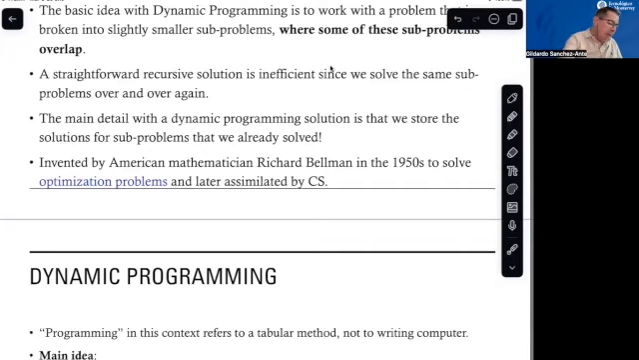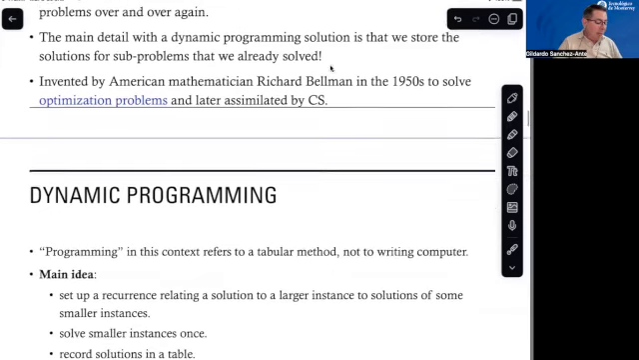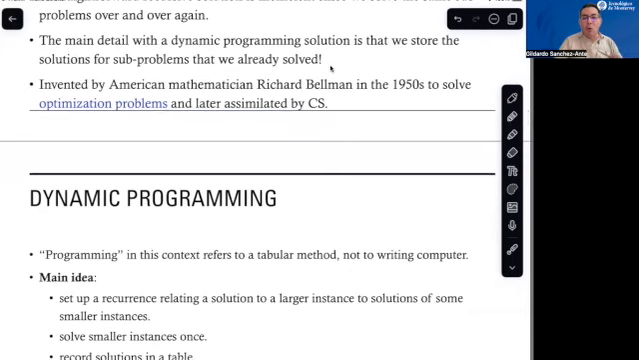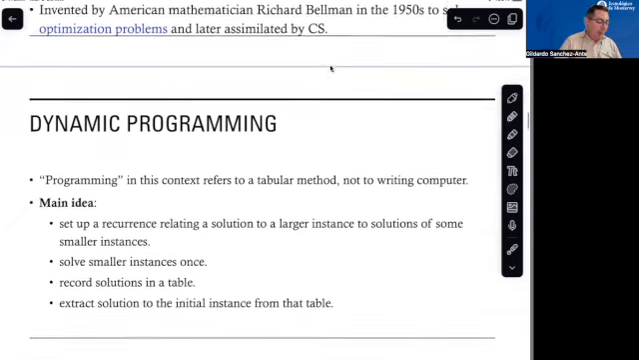The main idea of dynamic programming is that we set up a recurrence relation or a recursive solution that decomposes the original, usually large instances, into some smaller ones. Then we solve those smaller instances once. We record the solution in a table, and then by doing so, we can extract the solution to the initial big instance of the problem from that table.